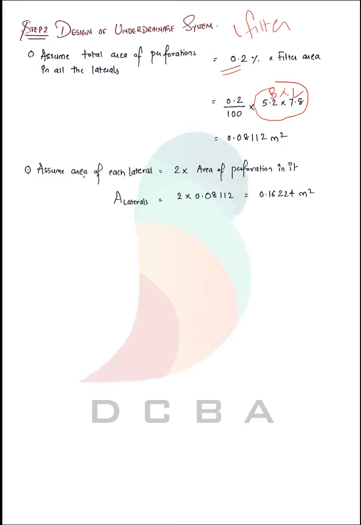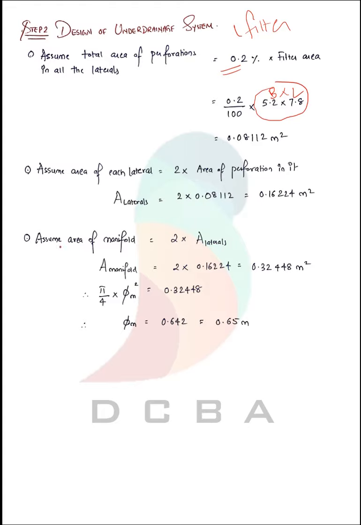Assume area of each lateral to be 2 times the area of perforation. Again, this is covered in your rapid sand filter theory. So area of laterals is twice the area of perforation, which is equal to 0.16224 meters square. Then area of manifold is 2 times area of laterals. So area of manifold is how much? 2 into 0.16224, which is equal to 0.32448 meters square.